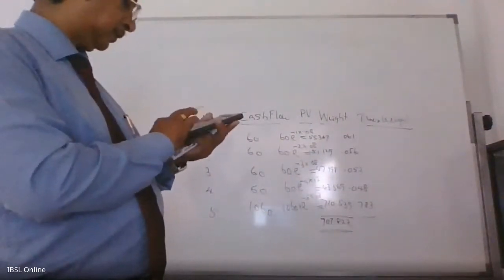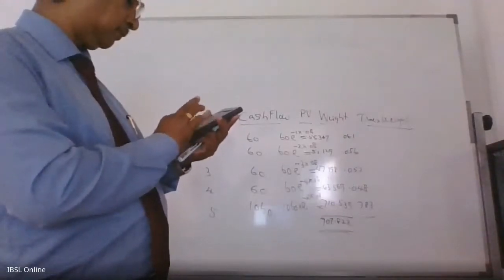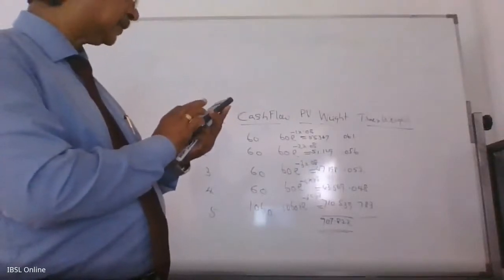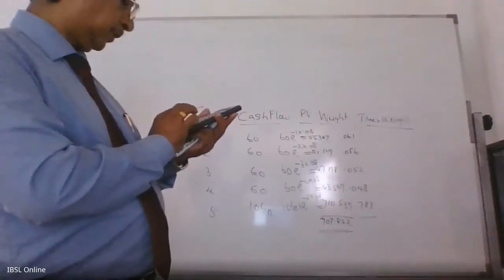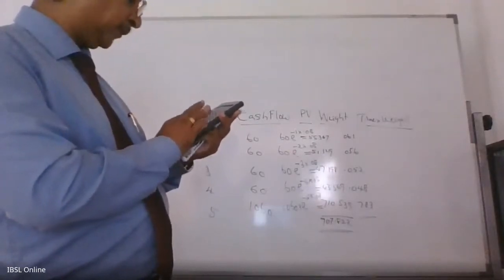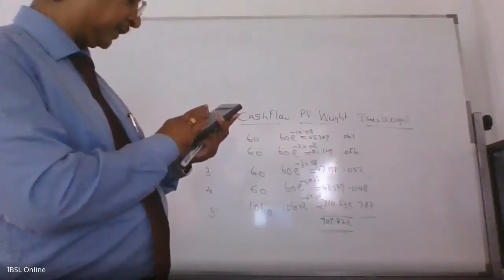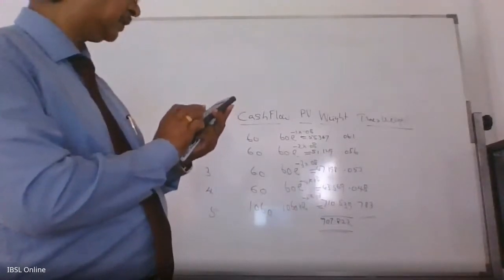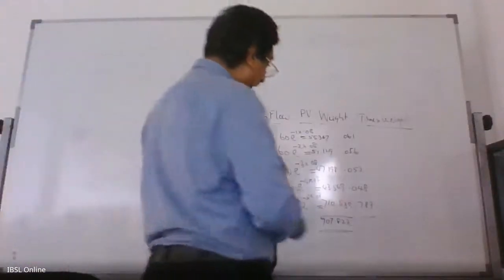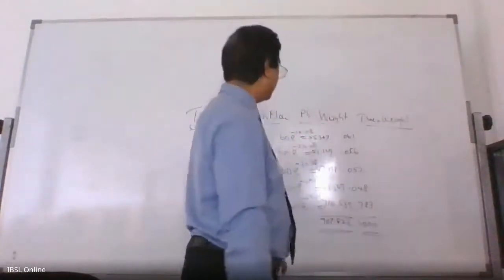0.061 plus 0.056 plus 0.052 plus 0.048 plus 0.783. The total comes as 1. And all figures are correct.